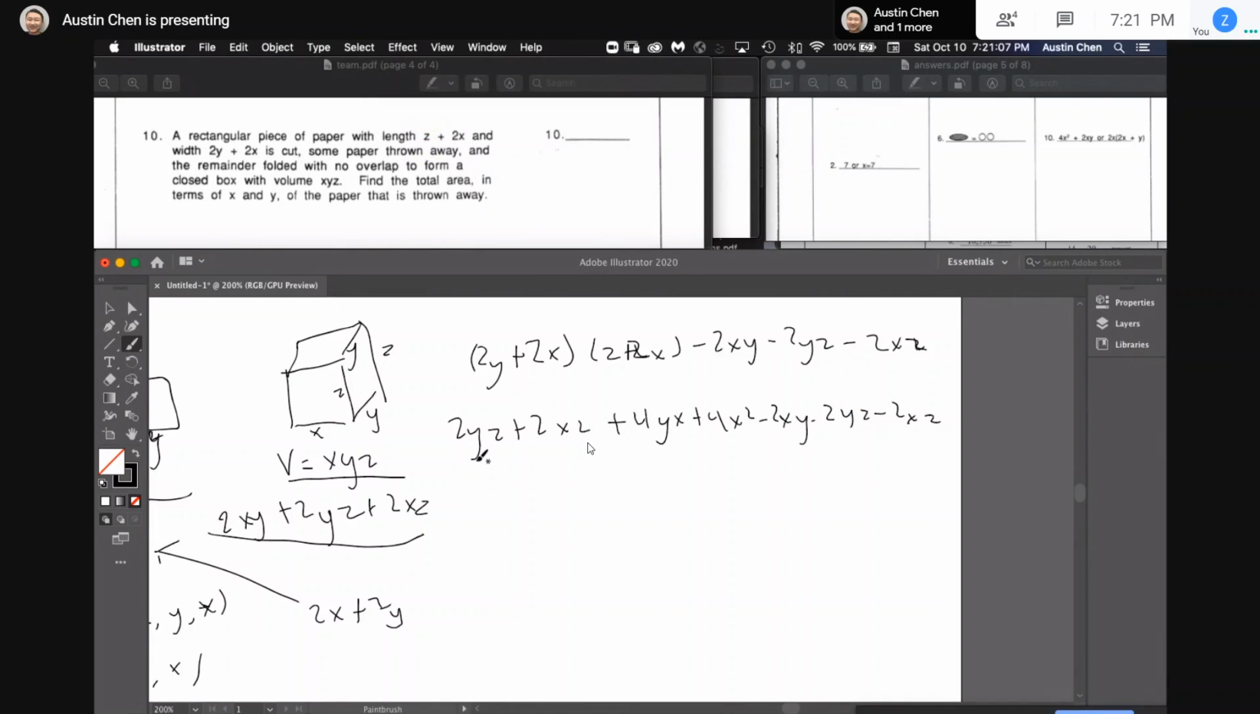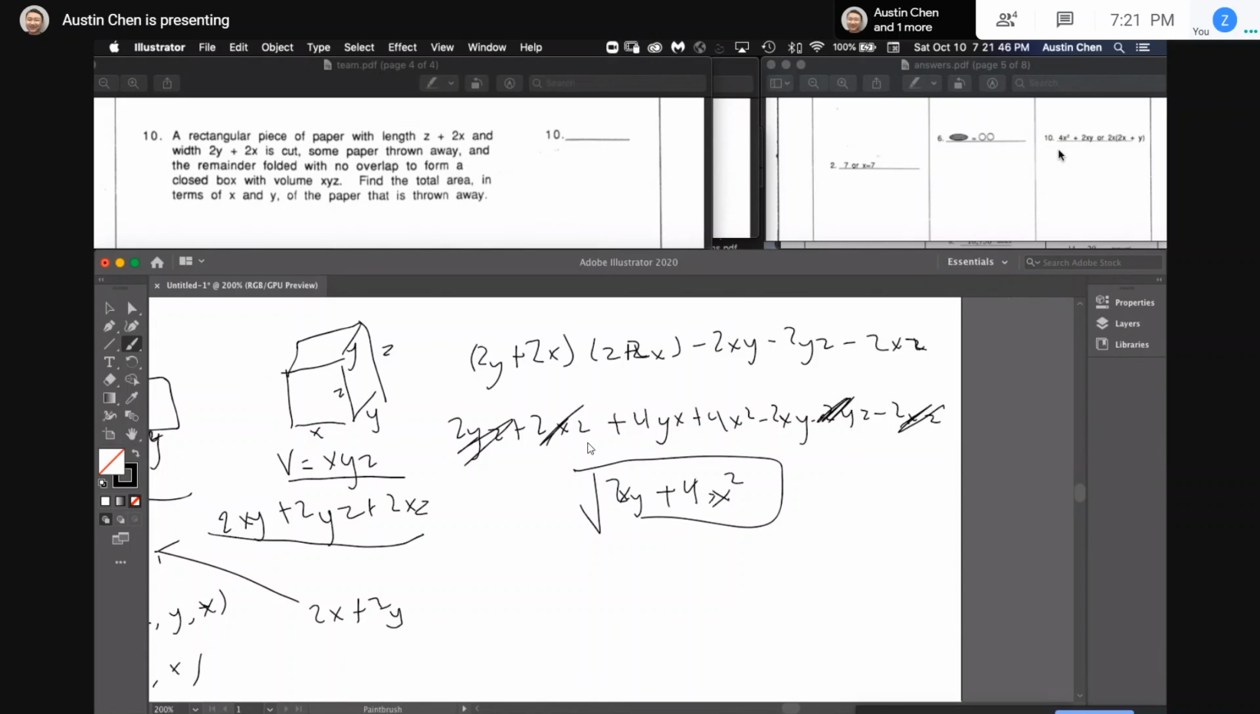Okay, and then we should try to cancel some things out. So we have 2yz and minus 2yz there. And we have 2xz and minus 2xz there. And okay, so we have 4xy here, and we have negative 2xy there. So then we can subtract, and we're gonna have 2xy plus 4x squared. And there's nothing else we can simplify here, so this is going to be our final answer. Or you can factor out the x, but who cares? So you can do it in both ways. You can see that the solution has both versions.